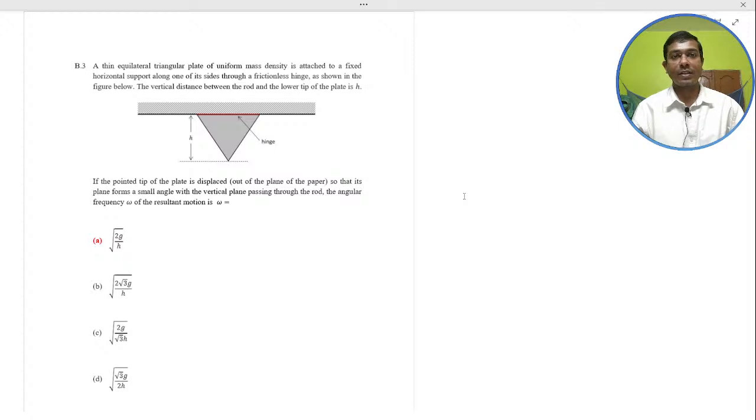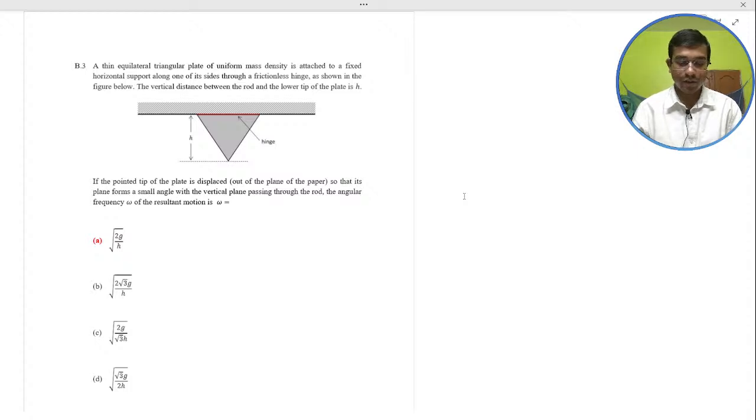The vertical distance between the rod and the lower tip of the plate is h. If the pointed tip of the plate is displaced so that its plane forms a small angle with the vertical plane passing through the rod, the angular frequency of the resultant motion, omega, is equal to what? Just calculate.